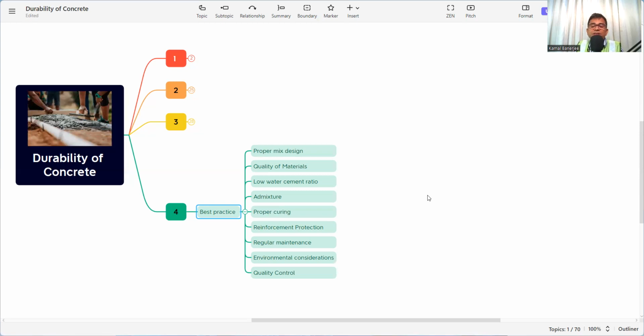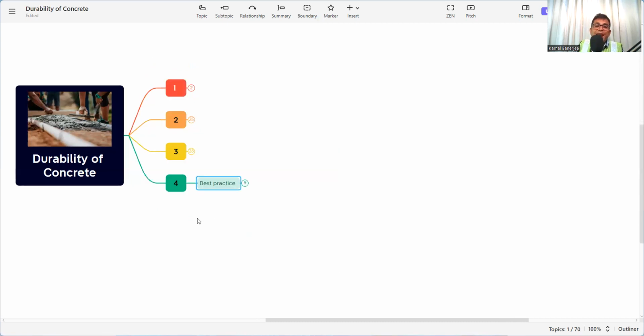And then environmental consideration. What is the environmental condition: the rainy season, the winter season, the hot summer? Accordingly, we have to maintain and protect the concrete. And then quality control. See, quality control is everything. From choosing the raw material, making the mix design, concrete placing, concrete making, then curing, testing, and then maintenance, everything should be as per the requirements of the relevant codes and standards to ensure concrete durability and structural integrity. So this is very important.